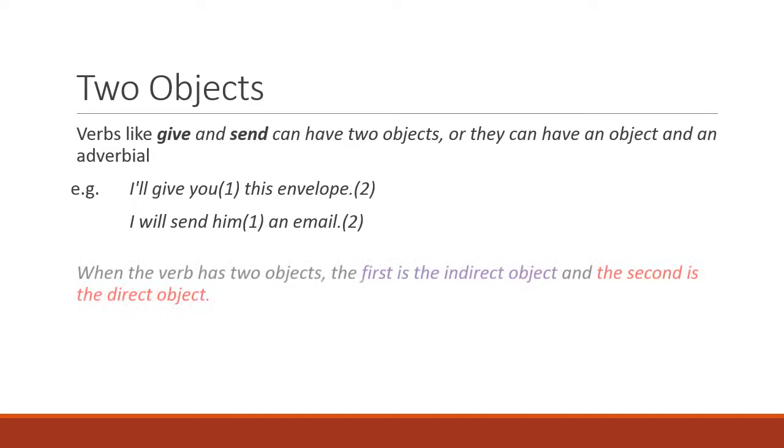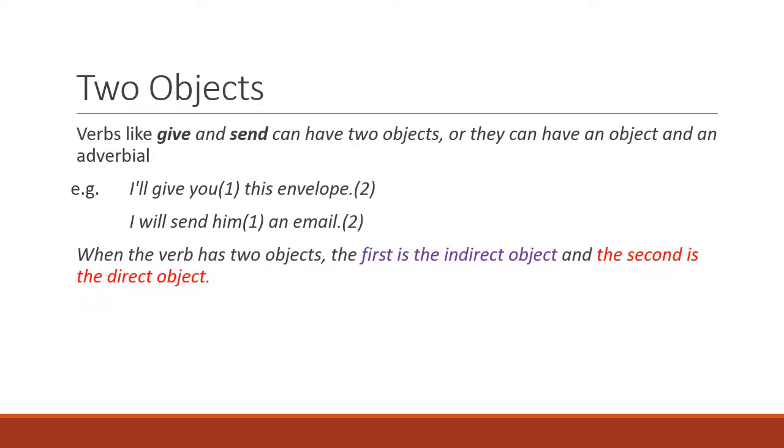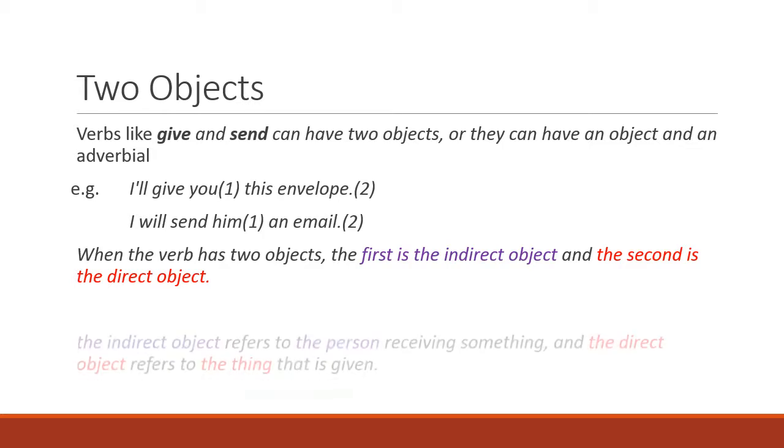Okay, now when a verb has two objects, generally while writing, the first object is called the indirect object and the second is the direct object. Now if you observe those sentences again, I'll give. Now what will you give? It's the envelope. So that's the direct object. To whom will you give? It's you. That's the indirect object. So generally while writing, we write the indirect object first and then the direct object second.